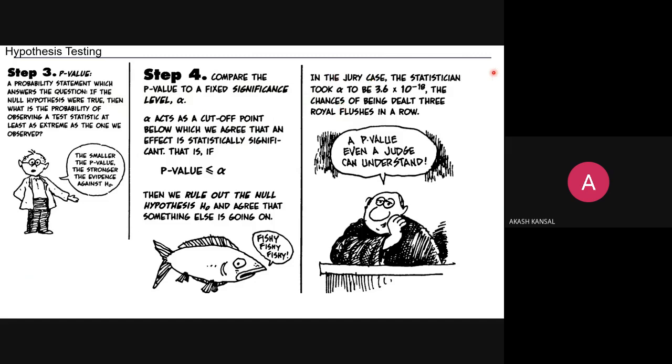Now, in the jury case, the statistician took alpha to be 3.6 times 10 to the power minus 18, the chances of being dealt three royal flushes in a row. This is the example that he gave. And the null hypothesis, which was random selection, was rejected, meaning the p-value was greater than alpha. The p-value, as we saw, was of the order of 10 to the power minus 14, so it was greater than this.